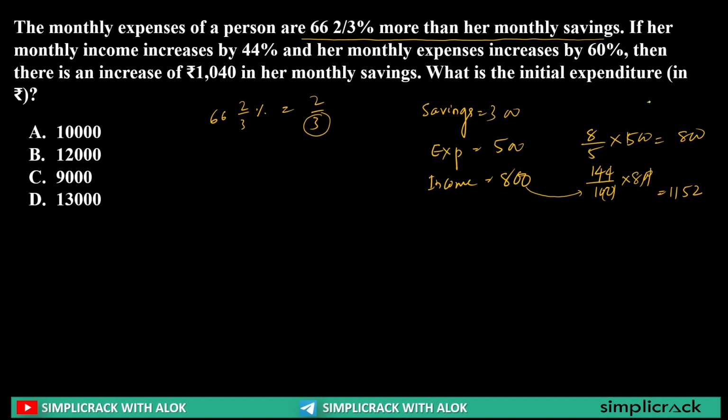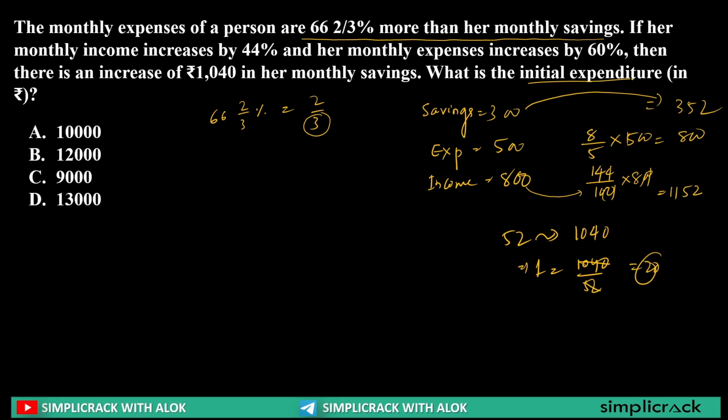Now his savings will be what? 352. Now what is the increase in saving? That is 52, and this 52 is equal to what? 1040. So 1 unit will be what? 1040 divided by 52, that is 20. So 1 unit is 20. Initial expenditure, that is 500. So 500 multiplied by 20 is equal to 10,000. A is the answer. Clear? Yes.